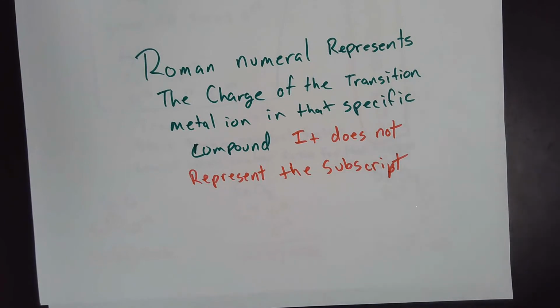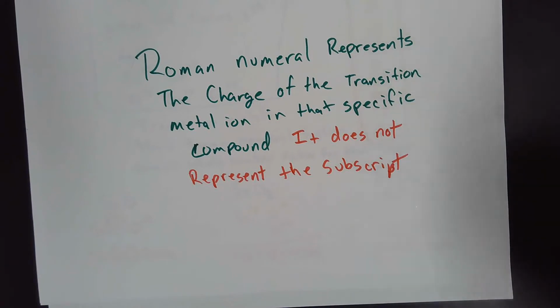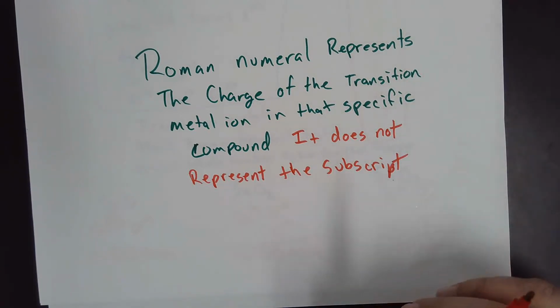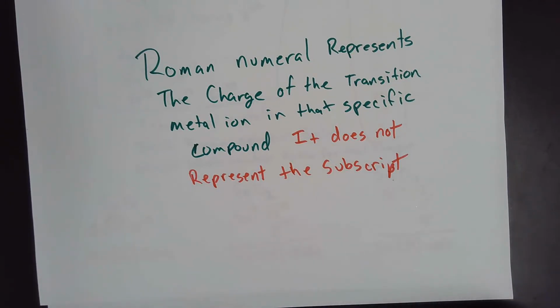The Roman numeral represents the charge of the transition metal ion in that specific compound. It does not represent the subscript. Okay, people make that mistake all the time. Happens way more than you know. Over all the years of me teaching, I've even seen teachers do that on occasion, and I'm like, wait a minute, what? You got to know the Roman numeral represents the charge, not the subscript. All right, everybody with us?